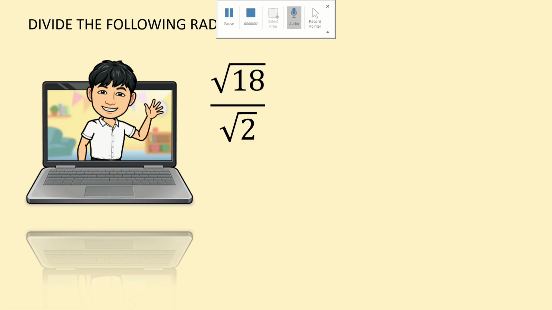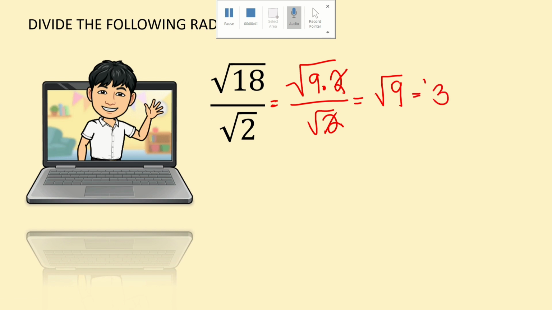Okay, I have here example number 2. Let's try to divide square root of 18 all over square root of 2. If we're going to factor 18, that is simply square root of 9 times 2 all over square root of 2. Again, we can cancel out 2 and our answer is square root of 9. Just like what I said in our previous example, you can directly divide square root of 18 all over square root of 2 and the answer is square root of 9. And we know that square root of 9 is a perfect square. When we get the square root of 9, the answer here is only 3.